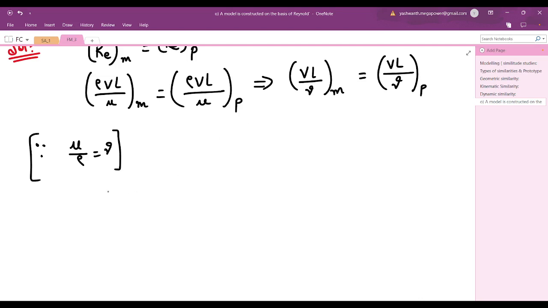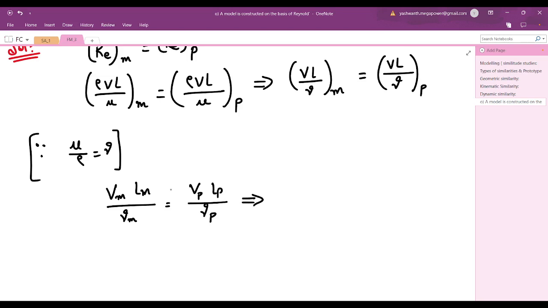Now from this you see Vm by Vm into Lm by nu m is equal to Vp into Lp by nu p, isn't it? Can I write like this?